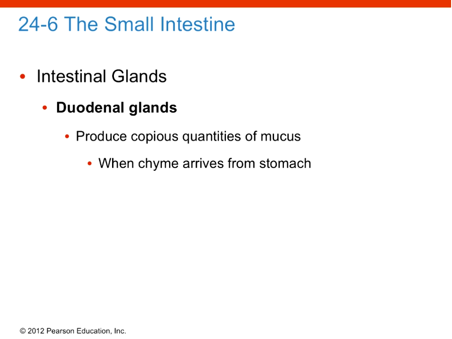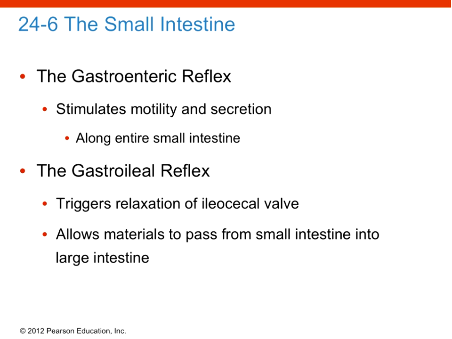The small intestine is broken up into three parts. You have the duodenum at the top, the jejunum in the middle, and the ileum at the end. The duodenal glands are going to make lots and lots of mucus, for the same reason that we wanted to make mucus in the stomach: to protect the intestines from that very low pH of the chyme that arrives from the stomach.